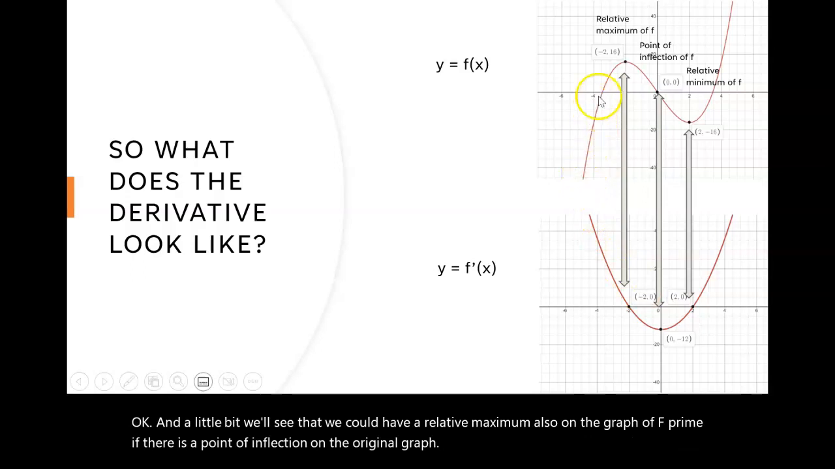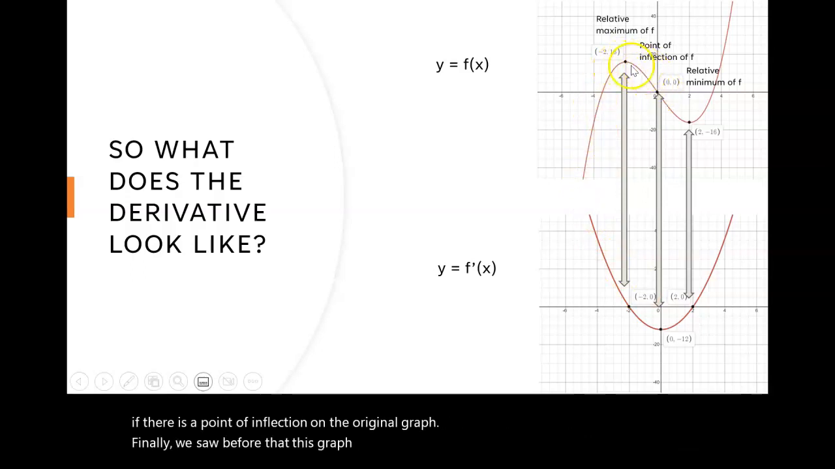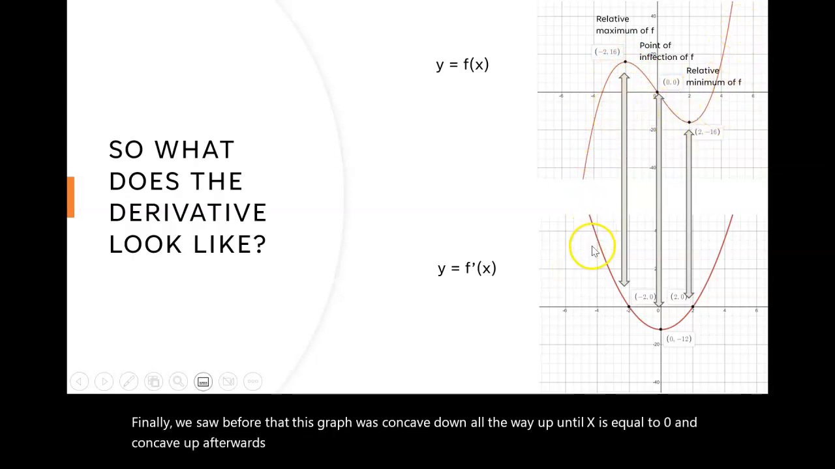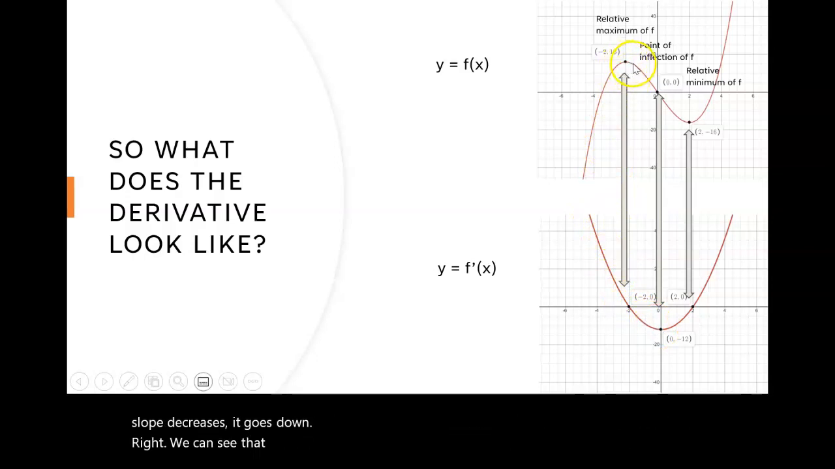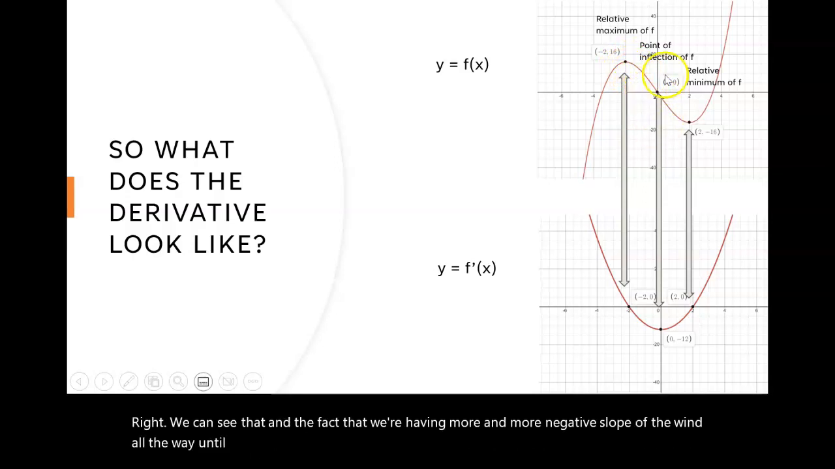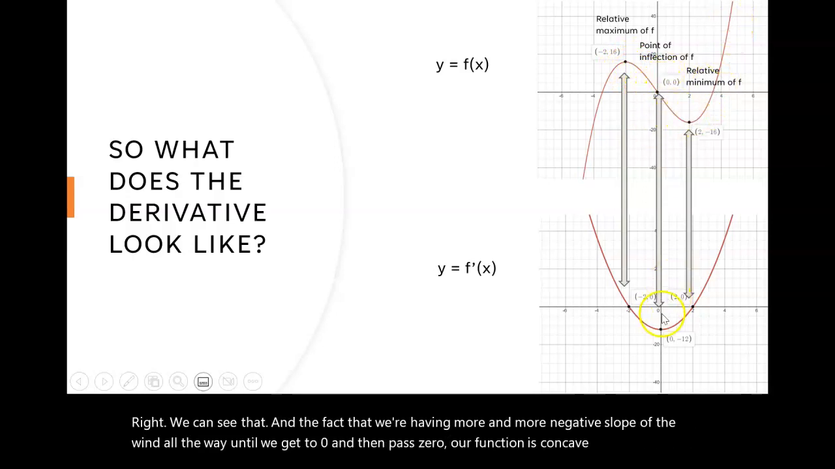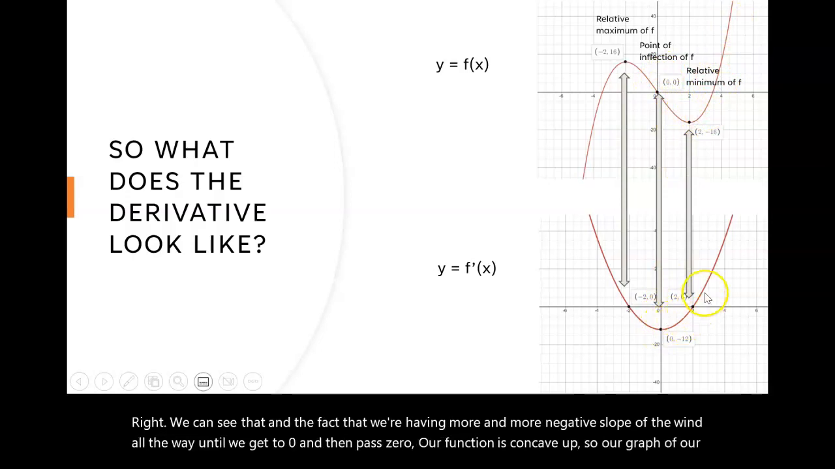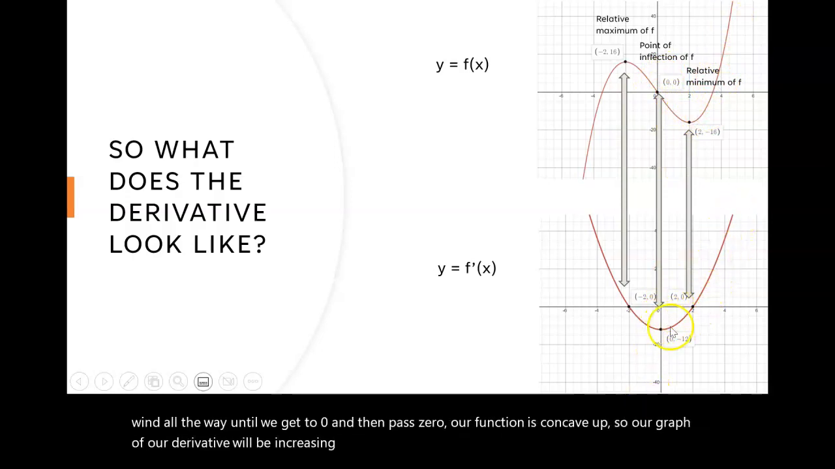Finally, we saw before that this graph was concave down all the way up until x is equal to 0 and concave up afterwards. Well, what's the slope graph look like? All the way up until 0, the slope decreases, it goes down. Right, we can see that in the fact that we're having more and more negative slope all the way until we get to 0. And then past 0, our function is concave up. So our graph of our derivative will be increasing because our slope is continuing to go up.